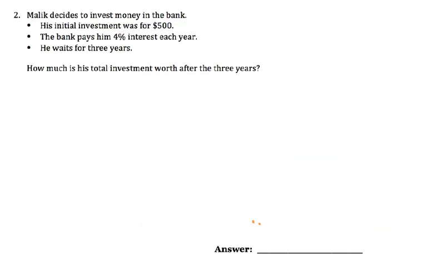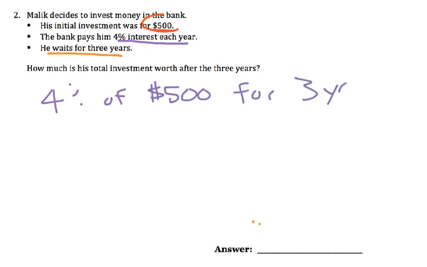The last problem goes over investments and interest. Remember that, alright, so it says Malik, his initial investment was $500, so he takes that and he puts it into a bank. Then the bank's going to give him 4% interest each year, and Malik keeps his money in the bank for 3 years. So basically, he's always going to have that $500, but each year he's going to get 4% more of it. And he keeps it in for 3 years.